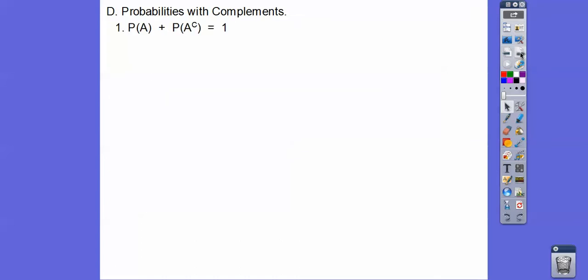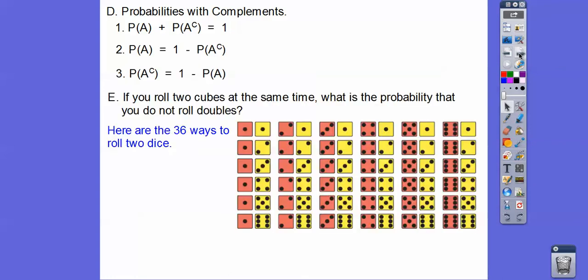The probability of A plus its complement equals 1. So it's the rest of your 100%. That's where it comes from. So the probability of A, if we just subtract this from both sides, we get 1 minus the probability of the complement. And then the probability of the complement is going to be 1 minus the probability of A. Okay, so here we go. This is how we can answer something like this.